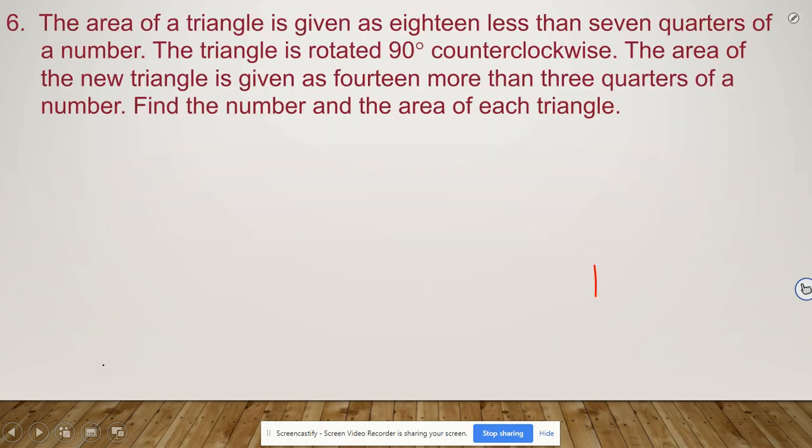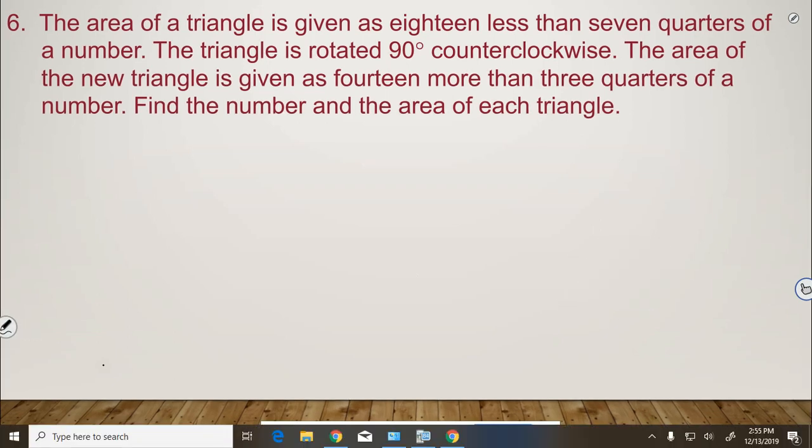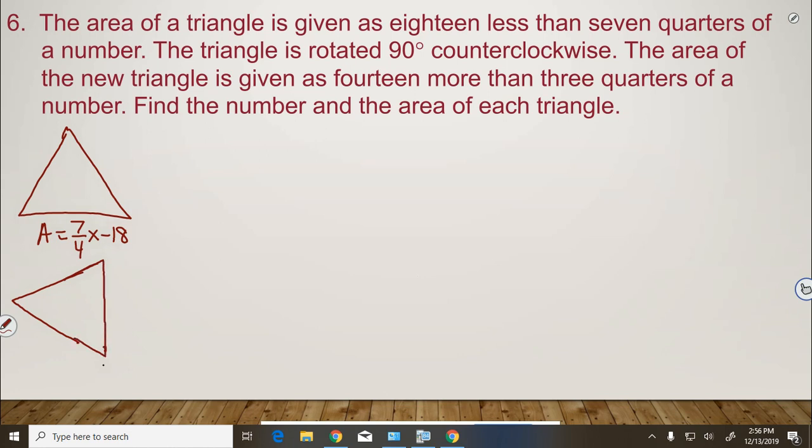Okay, so we're back with another algebraic problem dealing with rotations, which means that the shapes are going to be congruent. So if we take a look at this one, we have the area of a triangle given as 18 less than 7/4 of a number. So we have a triangle, and we know that its area is 18 less than 7/4. Quarters implies dividing by 4, so it's 7/4 x minus 18. That triangle is rotated 90 degrees counterclockwise, so it's going to look something like this. But the two will still be exactly the same size.